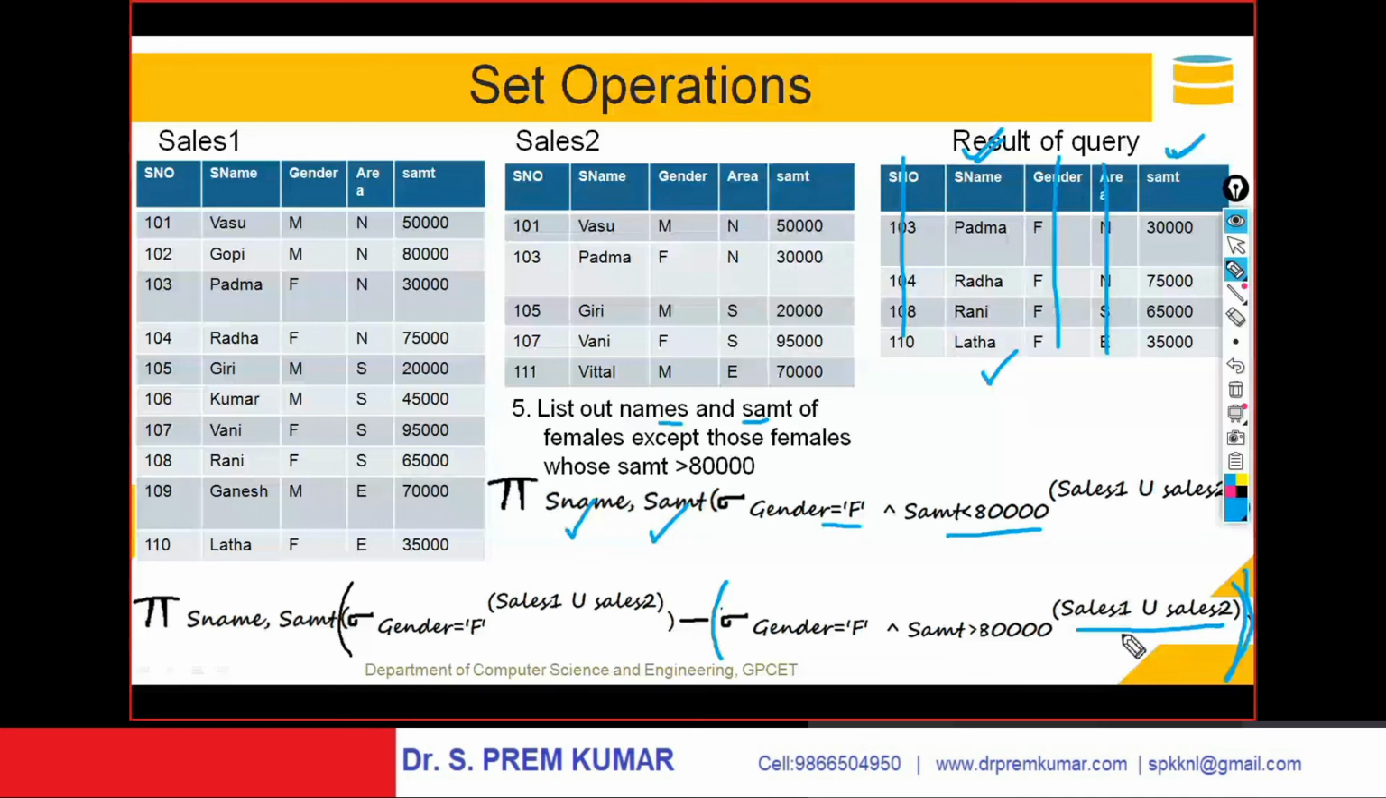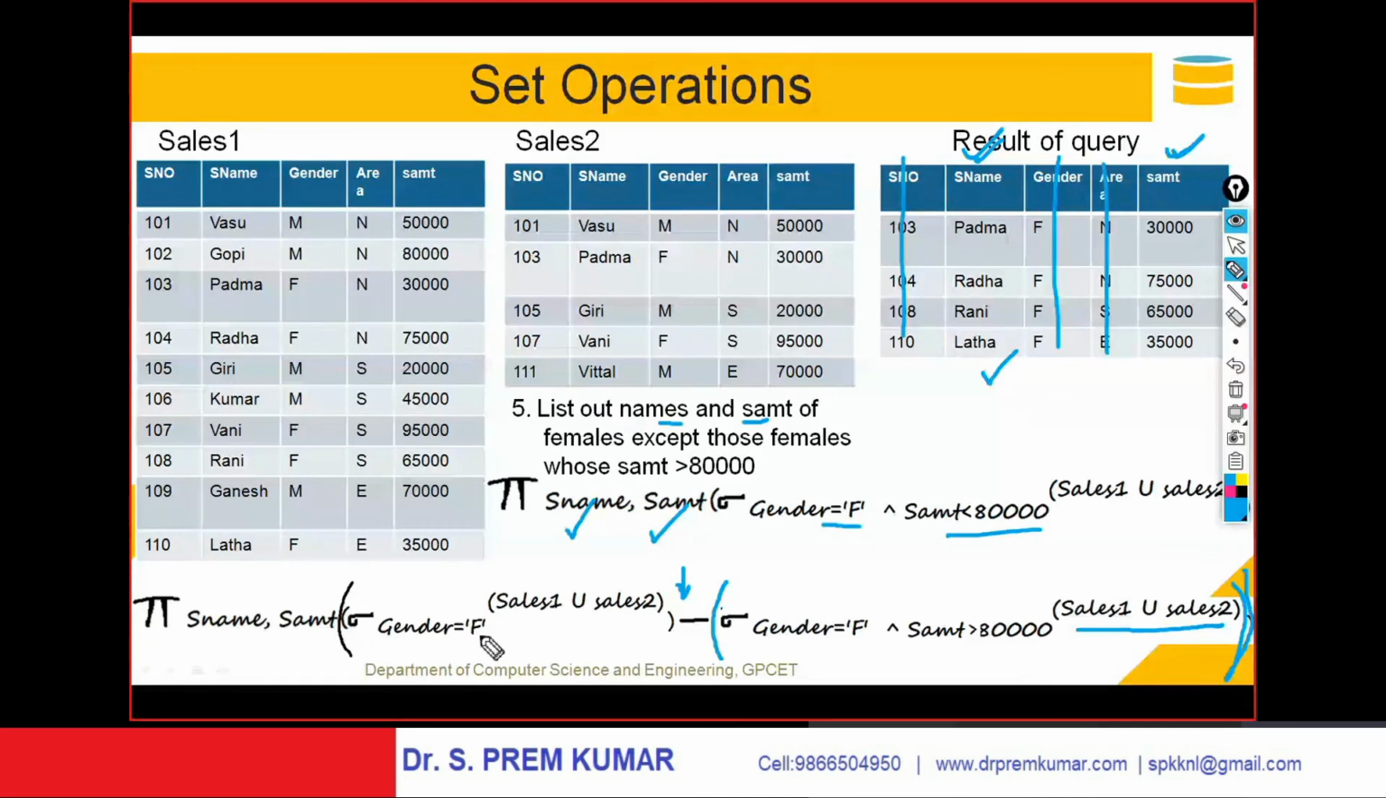After performing union operation of sales 1, sales 2, I am selecting gender equals to female and the sales amount greater than 80,000. So here I am taking all the salespersons whose sales amount is greater than 80,000, and these salespersons are being subtracted. You observe here, I am subtracting, minus, difference. Here you will get all females with sales amount greater than 80,000. These females I am subtracting from the rest of the females.